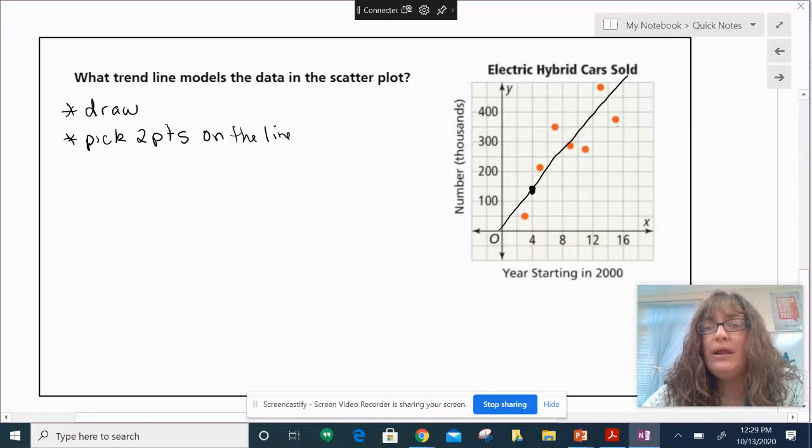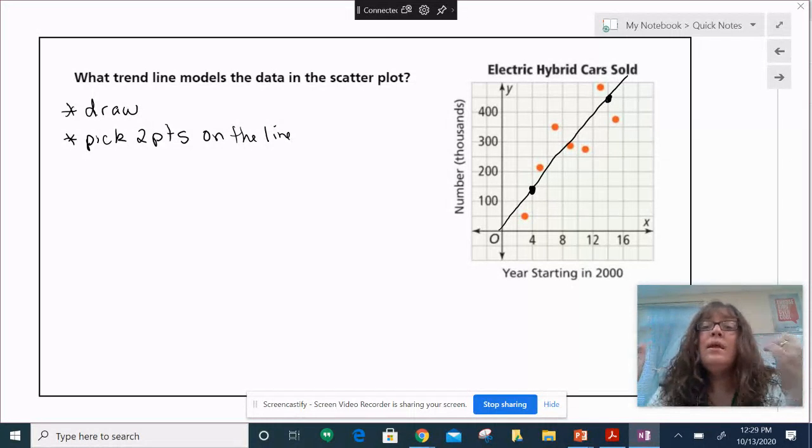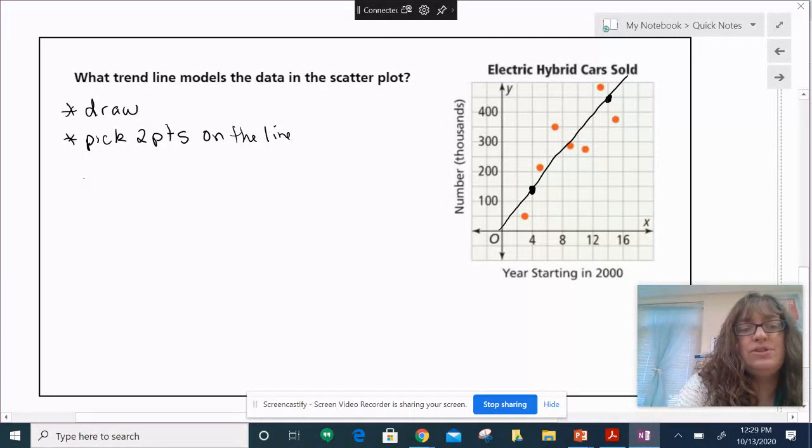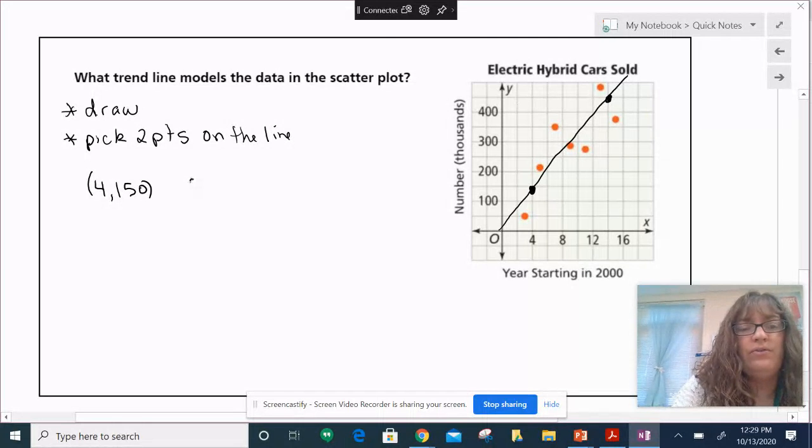So it looks like I have a point here and maybe up here. It's best if we choose those points a little bit further apart from each other, not right next to each other. We just get a more accurate picture that way. Can they be plotted points? Absolutely, but they don't have to be. They need to be points on the line. So in this case, the 2 points I've chosen look like 4, 150, and the other point I've chosen looks like 14, 450.